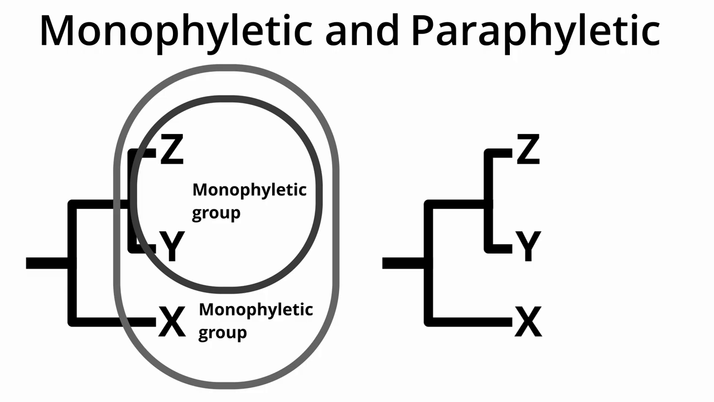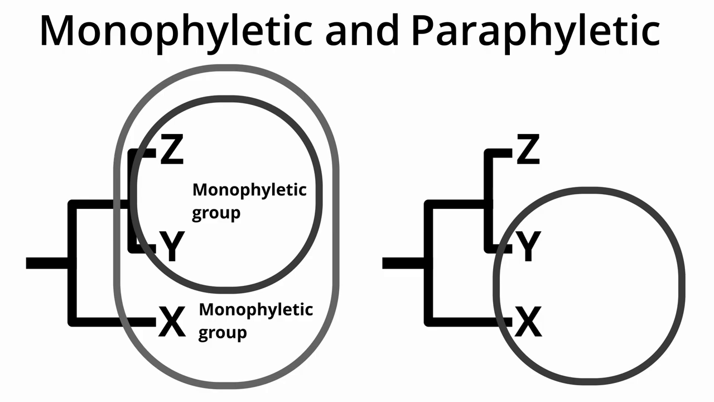And how about this grouping? The phylogenetic relationship is the same. X, Y, Z is like this. Y and Z share a really close common ancestor, and X is located here, outside. But some people feel that X and Y look like the same group. But this grouping doesn't reflect the tree and is quite artificial. This is called a paraphyletic group.